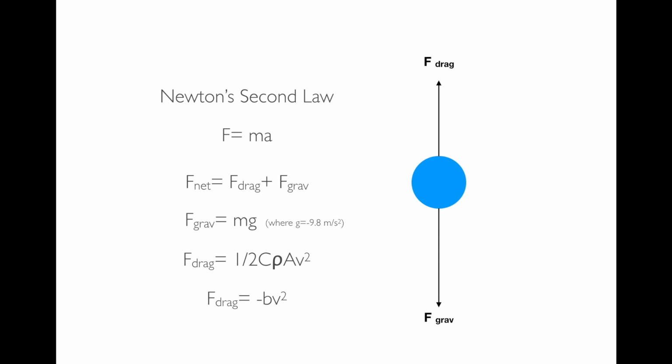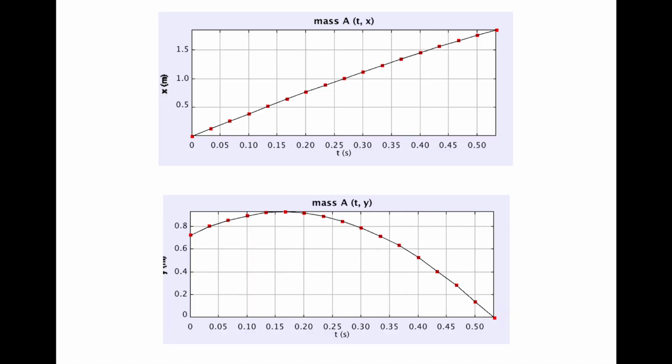Thus, we calculate the force of gravity using the mass times the gravitational acceleration constant. We calculate the drag using the equation shown on the slide. However, for our purposes, we can simplify the first portion of the equation as a constant b, bringing us to our equation: negative b times the velocity squared. As previously articulated, we see here that the x velocity remains constant, while the y-axis velocity changes, further affirming our investigation into the y-axis motion.